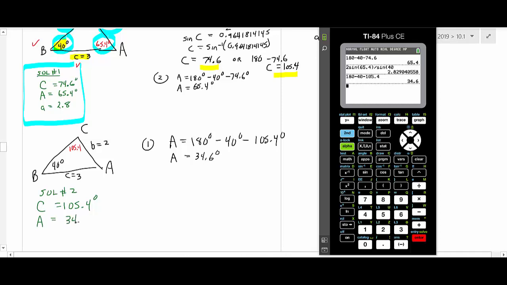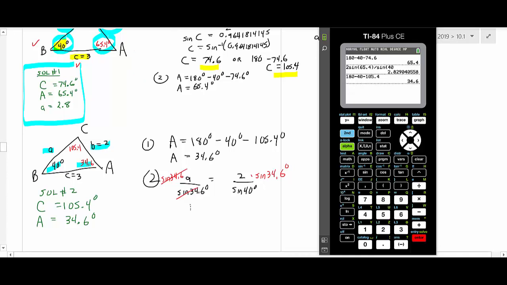So that does mean that we have a second solution. And that means we need to just close the problem up by finding that last side. So now we have angle A is 34.6, and we need to find side A to close this off. So it'll go like this. We match A up with the opposite angle and B up with its opposite angle. So we would have A over sine 34.6 degrees equals 2 over sine 40 degrees. Okay, so what I need to do is just multiply both sides by sine 34.6.